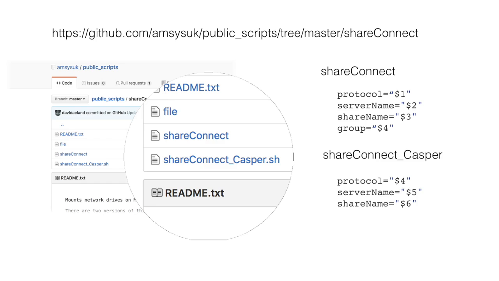As you can see, there are two versions available. We have Share Connect, which is just a generic script, and then a specialized Casper version. There are two main differences between these. First of all, Share Connect uses the default variables $1, $2, $3, $4 to run. And in Casper, the first three are actually reserved by the system, so we start at $4 through to $5 and $6 for the protocol, server name, and share name. The second difference is that Share Connect has the ability to filter based on group membership, typically used with Active Directory. Casper has this functionality built in natively, so we don't need to include that in that version of the script.